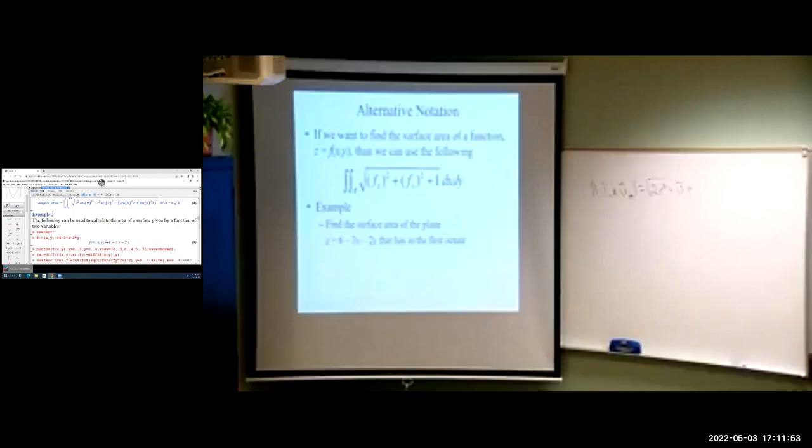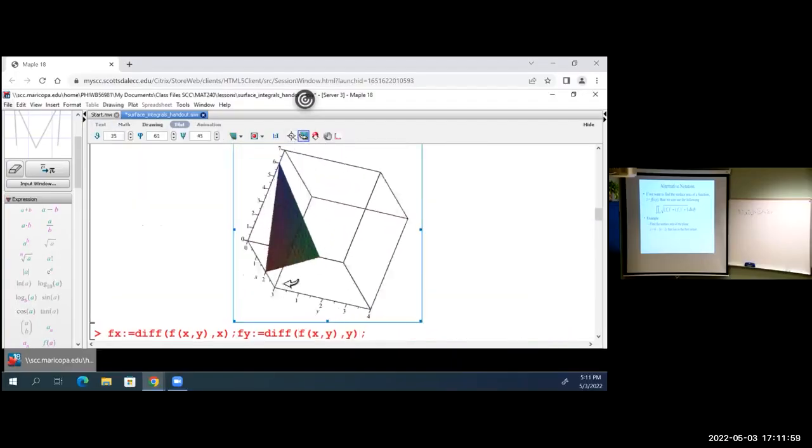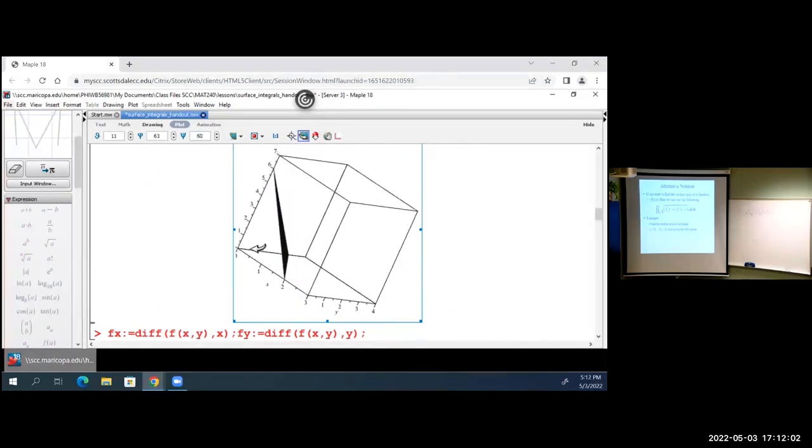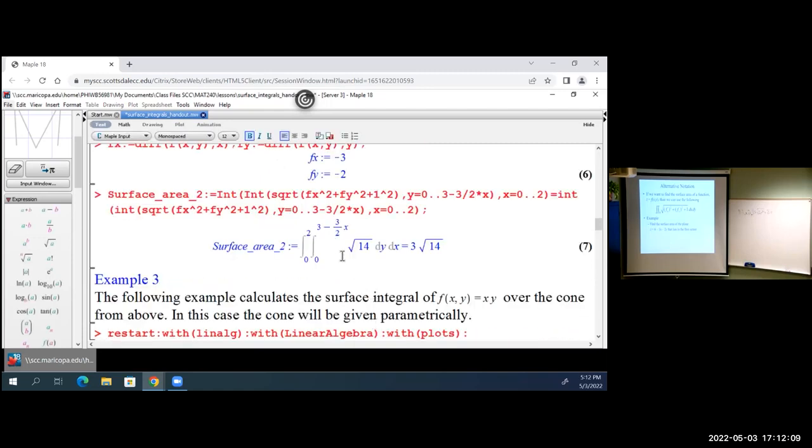So here I'm just going to run through it with Maple. We're doing that function. All right, so there is our surface, and this is our region in the xy plane right there, that triangle. So we get 3 square root of 14 would be the surface area of that piece of the plane. Again, not a new one, but because we're also going to look at surface integrals in both forms, I wanted to revisit surface area, because surface integrals are just integrating a function over the surface area. So we're literally just putting a function in front of these.